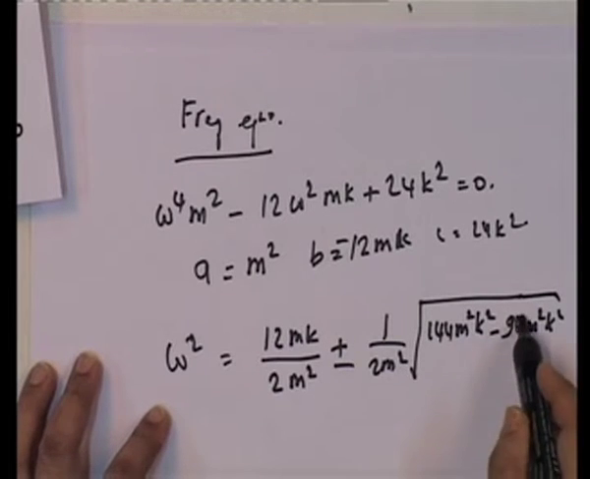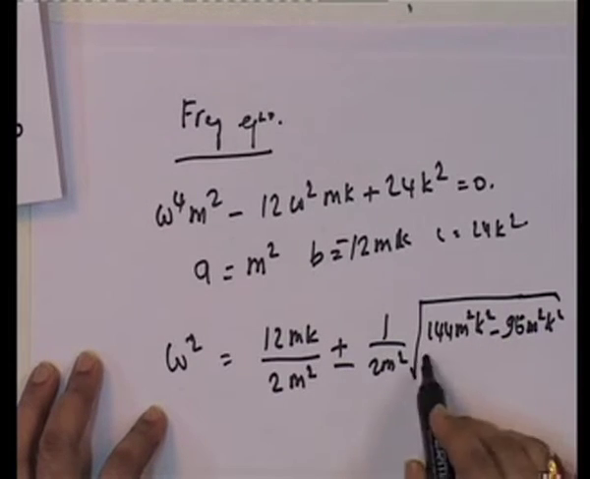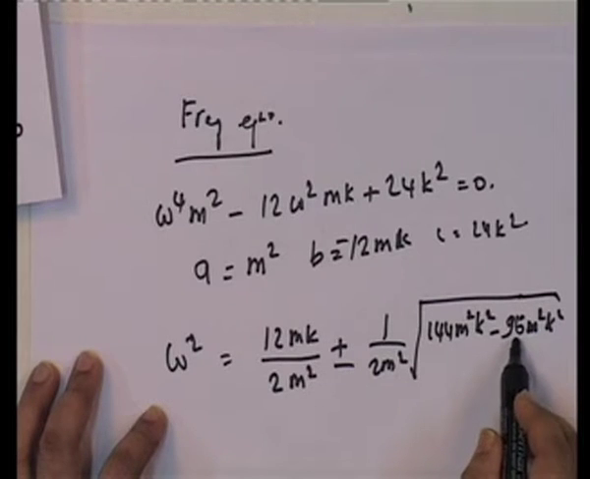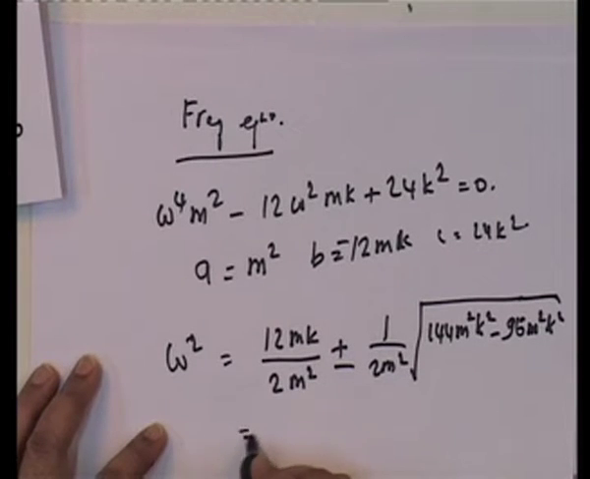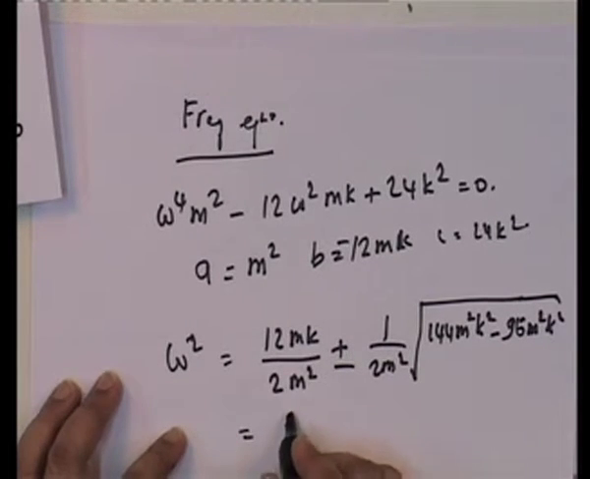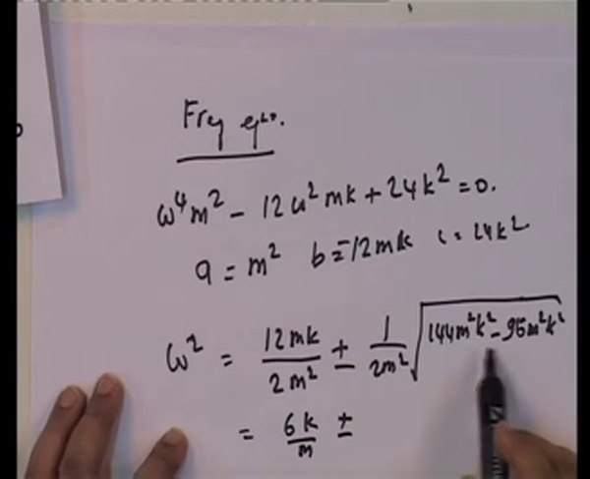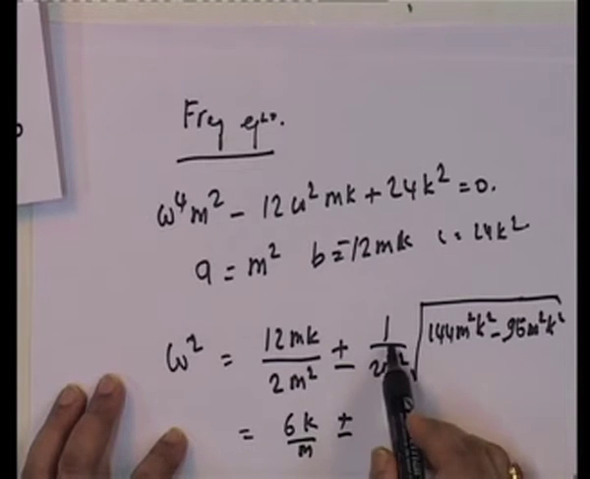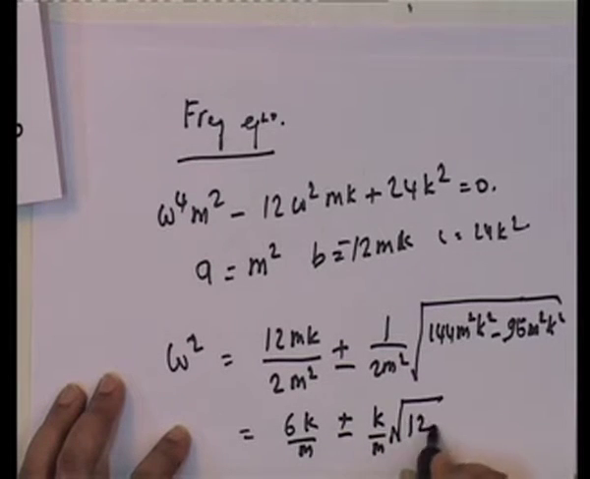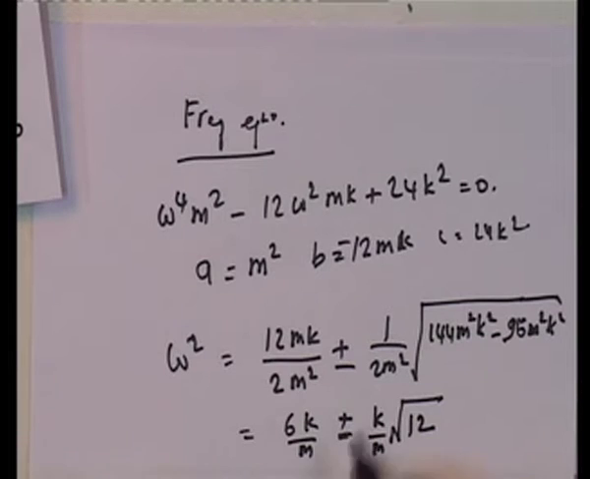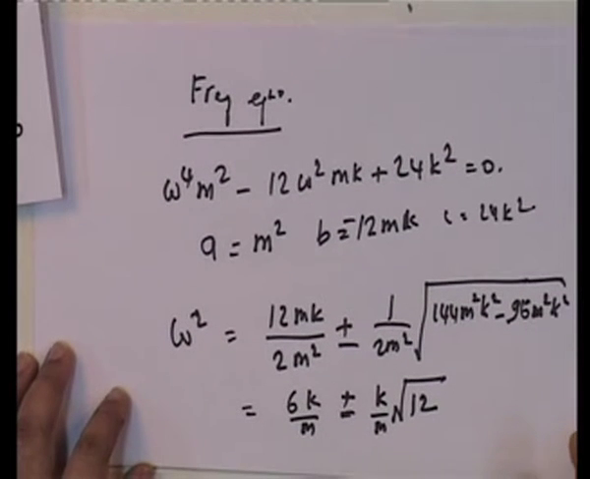So, this one, if you look at it, becomes essentially 48, and 48 is 2 square root of this thing. So, by rewriting, this becomes 6 k upon m plus or minus, and m squared k squared also comes out as m k. So, what we are left with is plus or minus k upon m into square root of 12. So, these are my omega squared that I get.